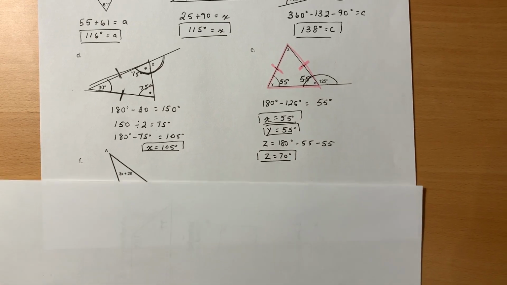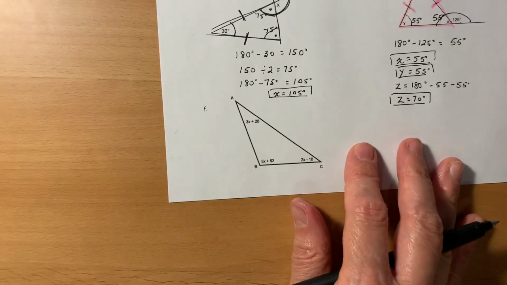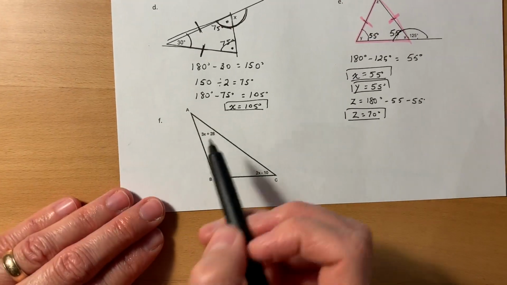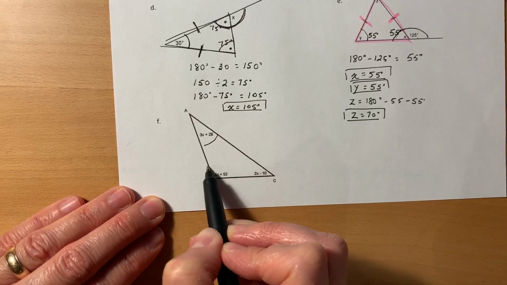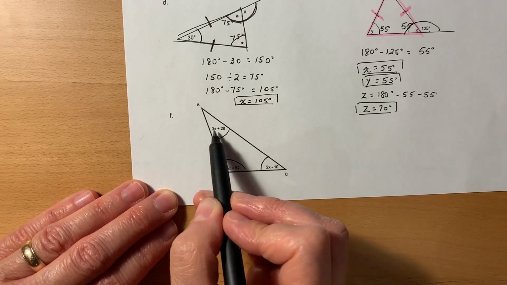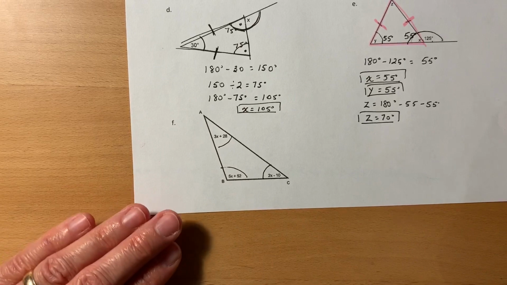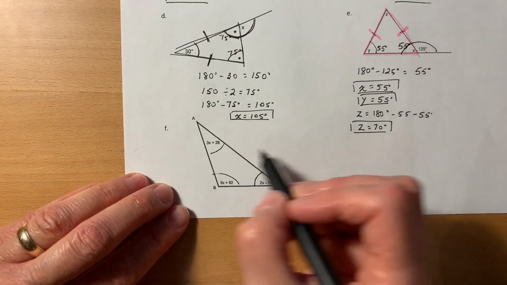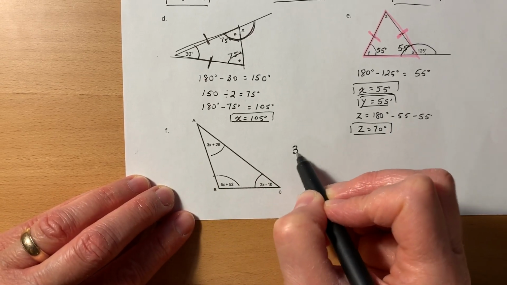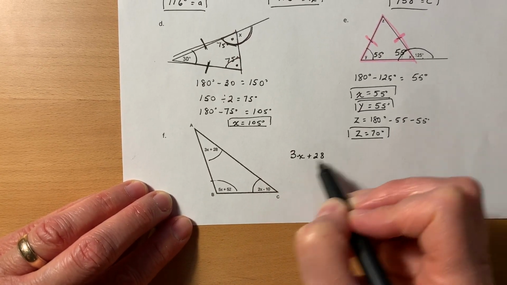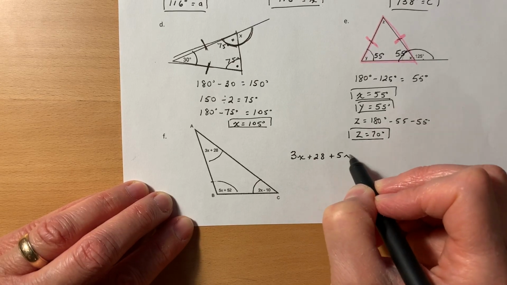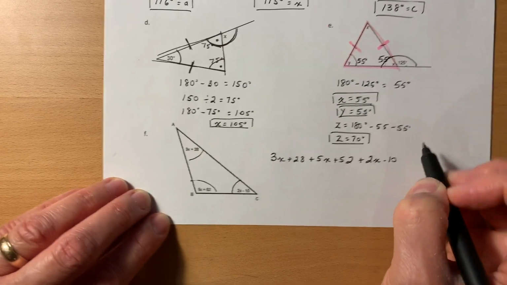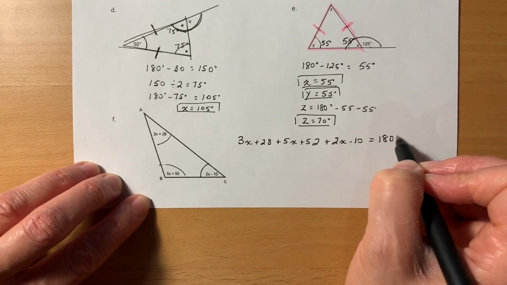Now let's look at the final one. Again, we have some algebra here. We're going to figure out what the angles are. I've got three of them, interior, so what do the interior angles of a triangle add to? They add to 180 degrees. So I'm going to set up my equation: 3x plus 28 plus 5x plus 52 plus 2x minus 10 equals 180 degrees.